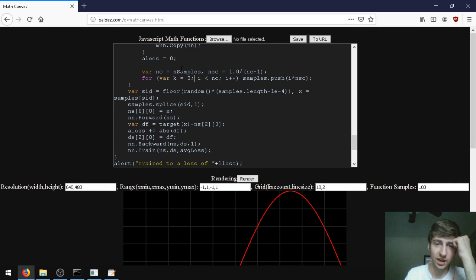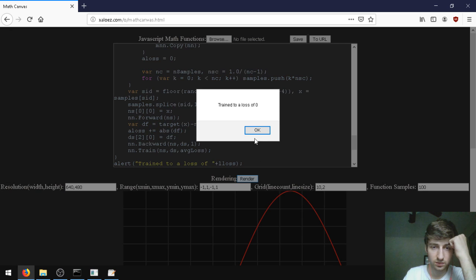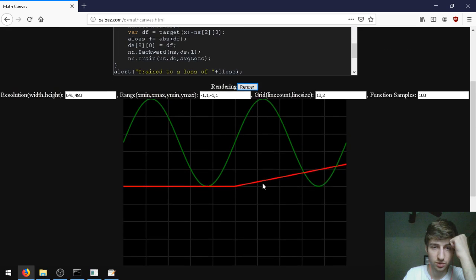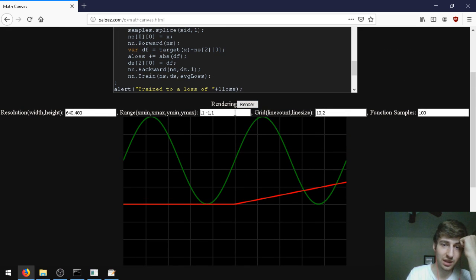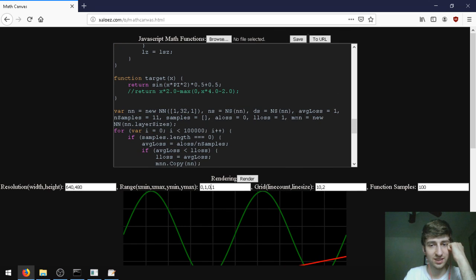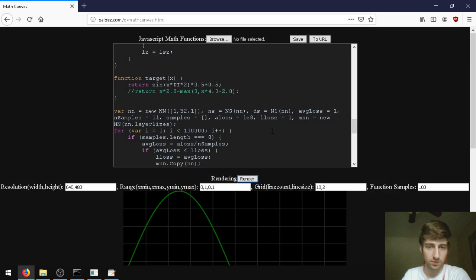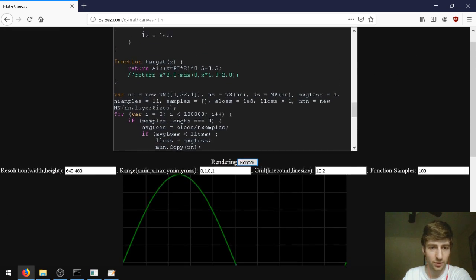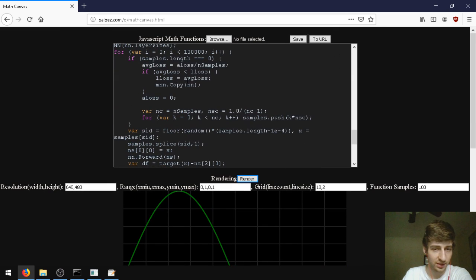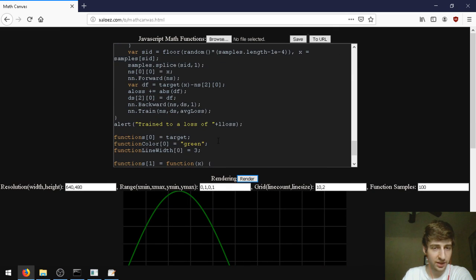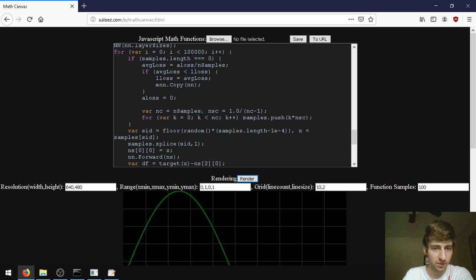Oh, I'm setting I in here. Trained to a loss of 0. No, it didn't. That's a lie. That is a complete lie. I just didn't initialize a loss. To a loss of 0.4. Now that's accurate. Okay, so it isn't training at all right here.